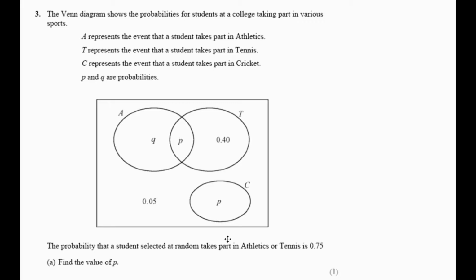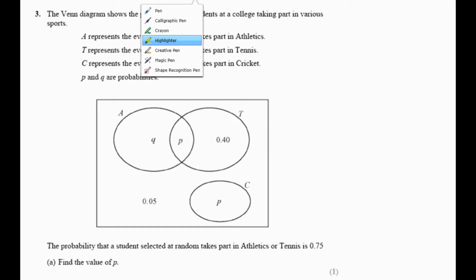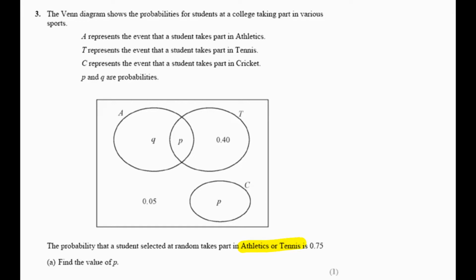Moving on to question 3. The Venn diagram shows the probabilities for students at a college taking part in various sports. A represents athletics, T for tennis, C for cricket. P and Q are unknown probabilities. All right. The probability that a student selected at random takes part in athletics or tennis, so right here, athletics or tennis, is 0.75. Find the value of P.